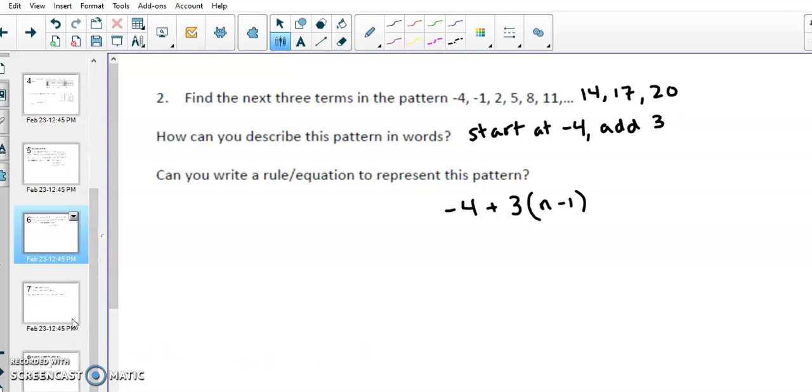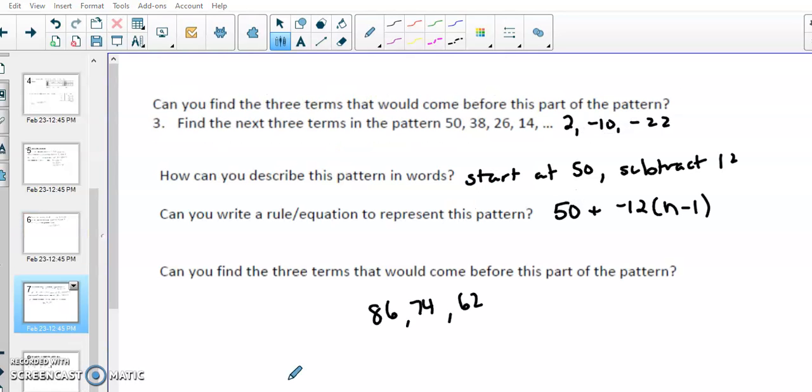Number 3 cuts off between the bottom of page 12 and page 13, but please try it on your own. I'm going to pause here. All right, this one's a little bit different because we're going down. Okay, look at your numbers. Looks like we're going down by 12. So next 3 numbers would be 2, -10, -22.